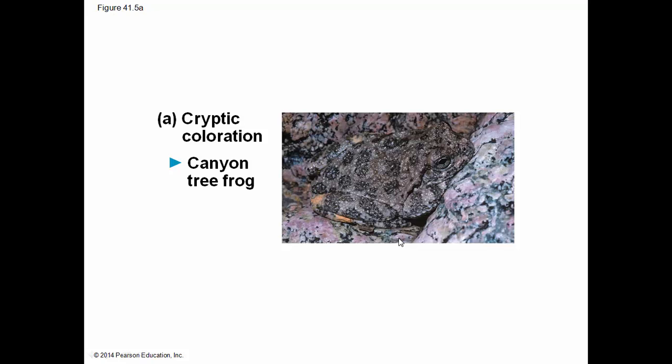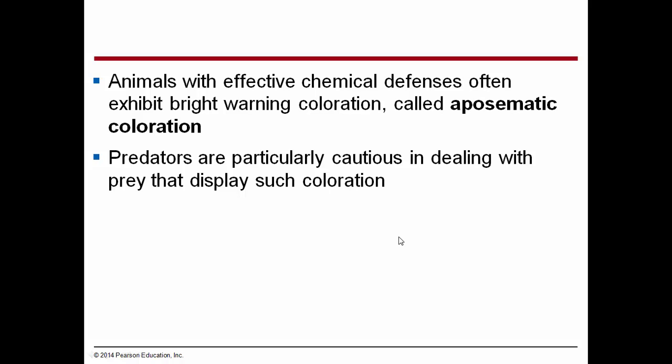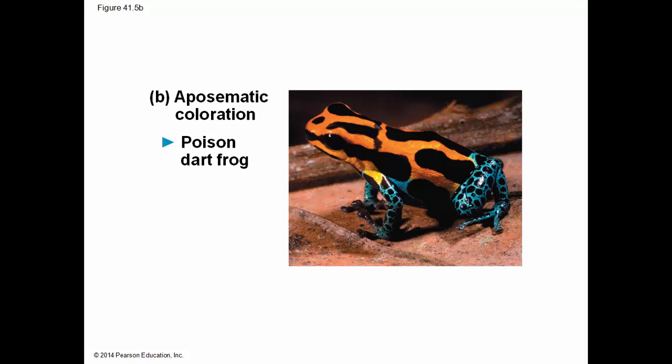Okay, cryptic coloration or camouflage in the canyon tree frog. This is a great adaptation for prey species. Animals with effective chemical defenses often exhibit bright warning coloration called aposematic coloration. That's the poison dart frog. Predators are particularly cautious in dealing with prey that display such coloration. They may get sick by eating one of these species, and then in the future they'll no longer trifle with such animals. Aposematic coloration in the poison dart frog.